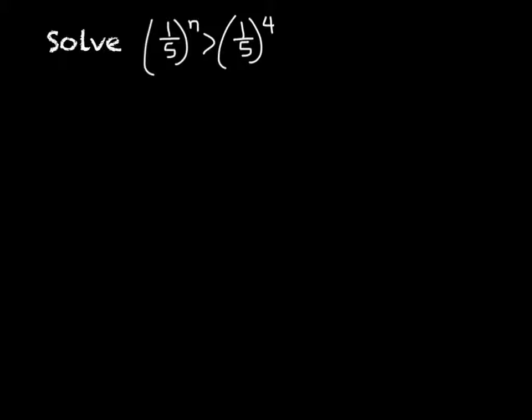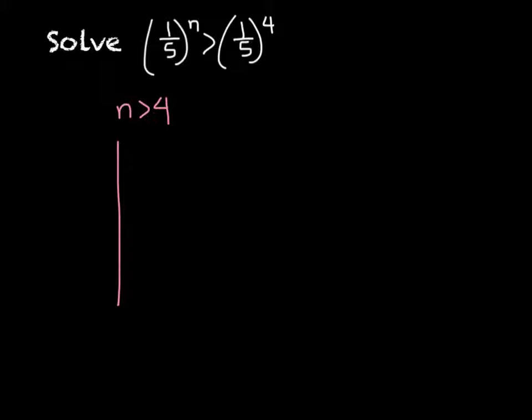So far in all of our examples, we've only been looking at cases where the base, or this number right here, is greater than 1. But in cases where a base is less than 1, some things we have to be more careful about. So looking at this inequality, we might be tempted to say that the answer is simply n is greater than 4. But let's consider this carefully.